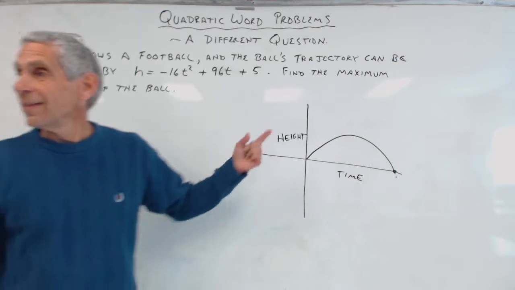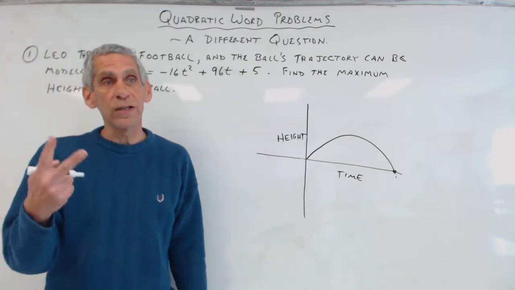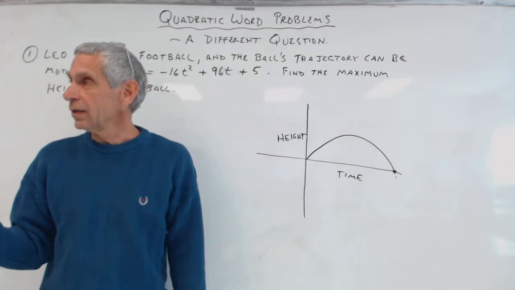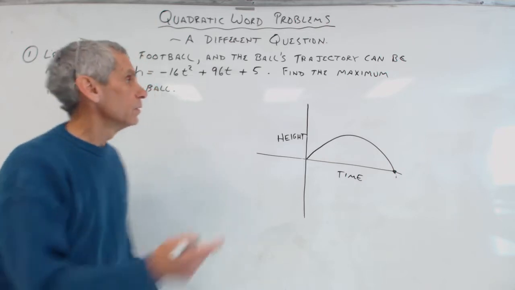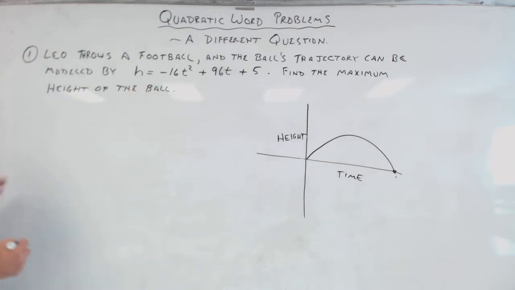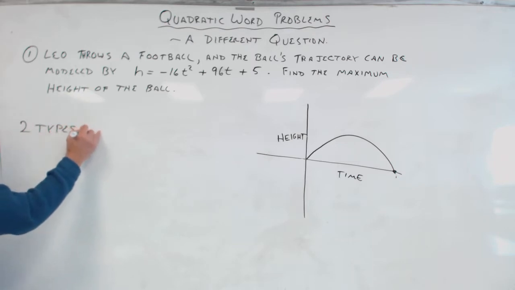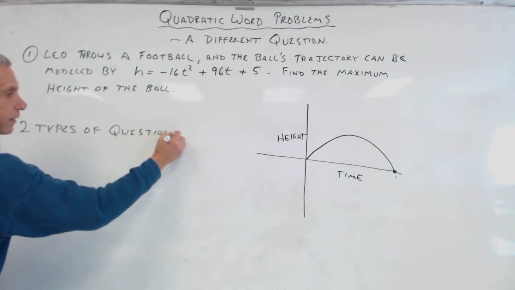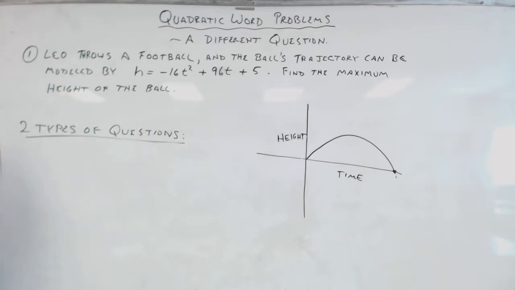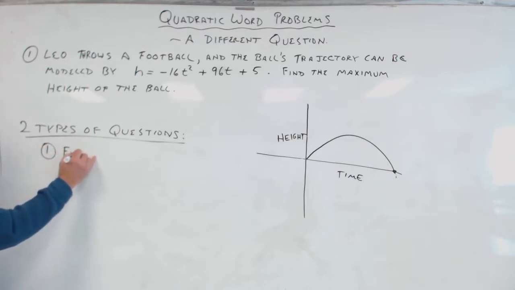Okay. There are 2 types of questions that you can be asked in quadratic word problems. 2 types of questions. And if you keep this in mind, it will make quadratic word problems so simple. The first type of question is find the zeros.